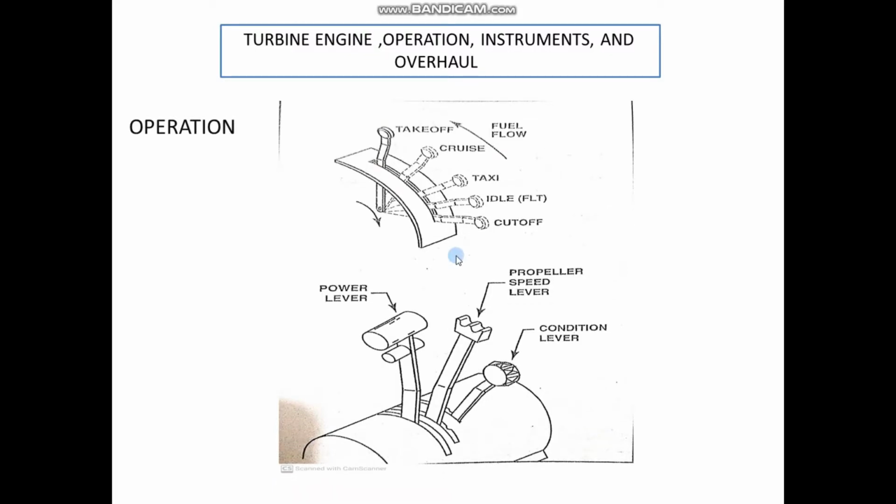Here we have the controls of the engine. We have the power lever, propeller speed lever and condition lever. The power lever is used to control the fuel and engine speed. The propeller speed lever is used to change the propeller blade pitch, and the condition lever is used for fuel cut-off.